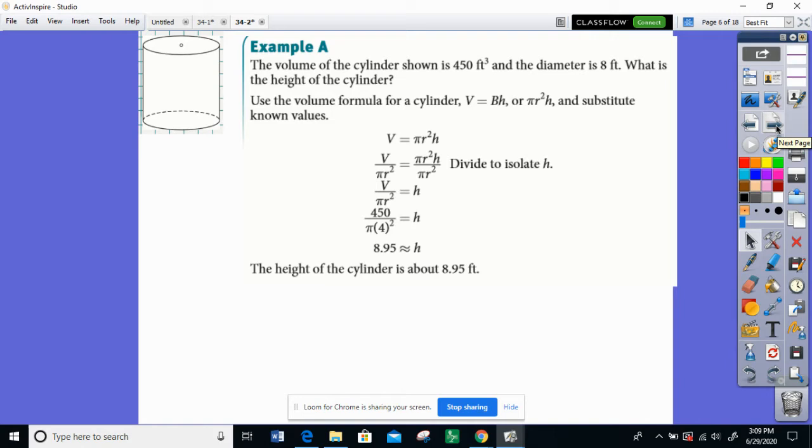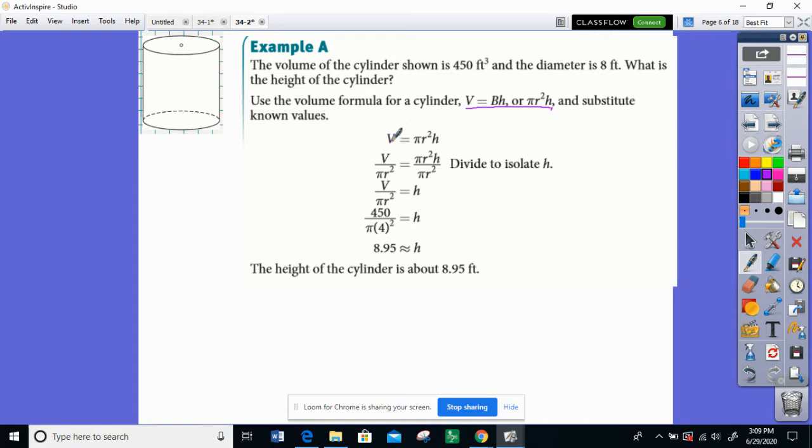So here's an example that we can solve out. The volume of the cylinder shown is 450 cubic feet. The diameter is 8 feet. What is the height of the cylinder? Well, all we need to do is use this volume formula. And if we can work that backwards, we should be able to solve for what we need.